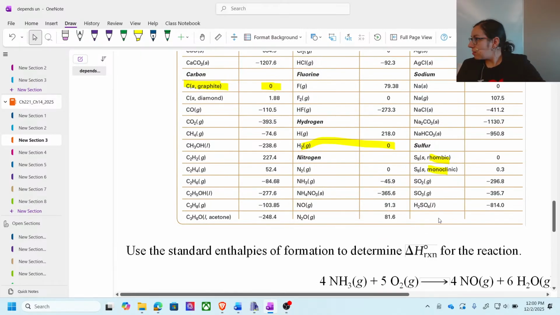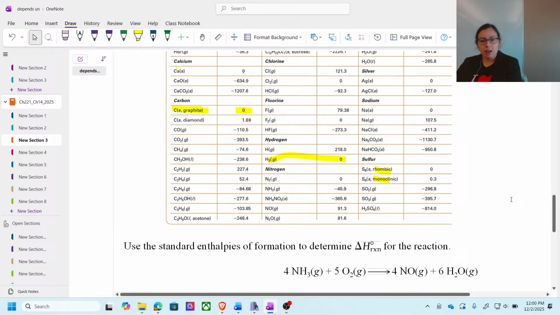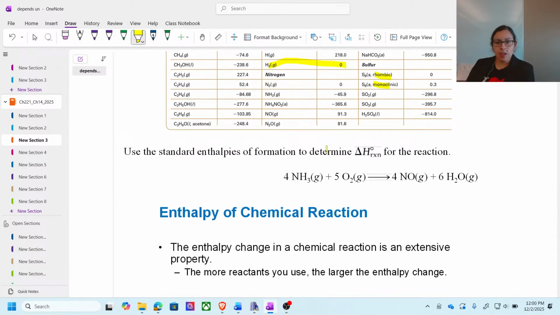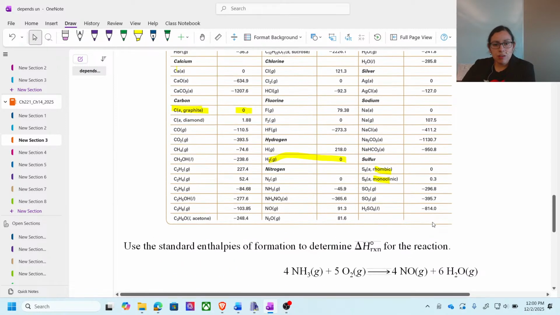All right, so let's try this first step. What it wants us to do is figure out the change in enthalpy for this reaction: ammonia plus oxygen to give us NO and 6 equivalents of water. So see if you can start to do that.